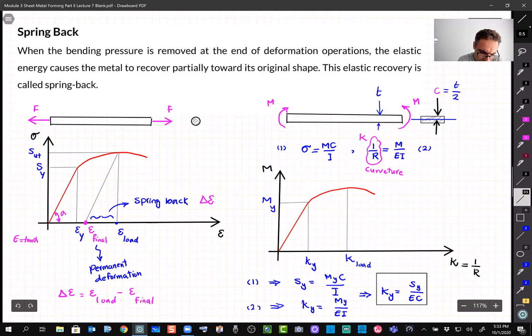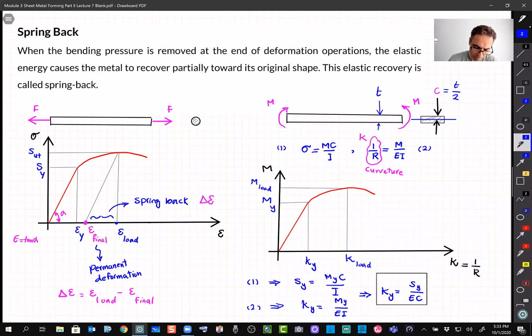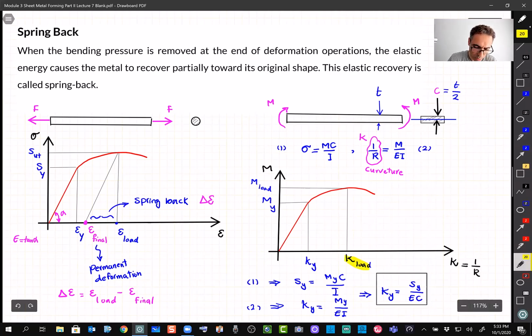And at this point, it's going to be M load, the load that I applied, right? And now let's assume that we'd like to get to this K load. That's our intention. This is the amount of radius, or bending, that we want permanently to stay. But it's not going to stay there. Why? Because we just learned that it's going to spring back. How much is it going to spring back? So if I draw a parallel line, it's going to come back over here.